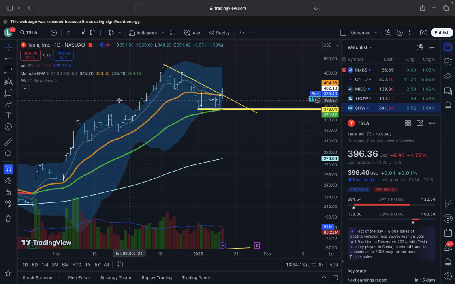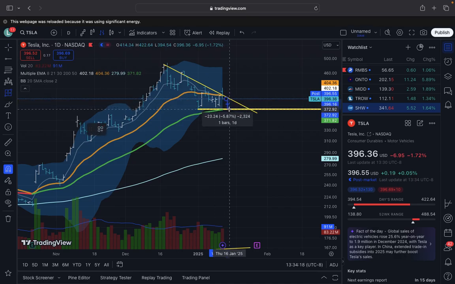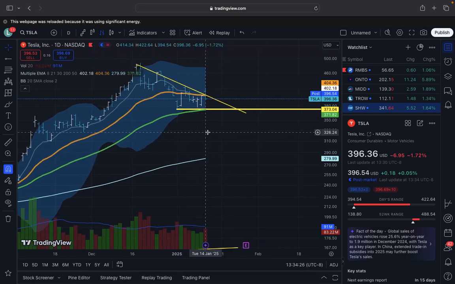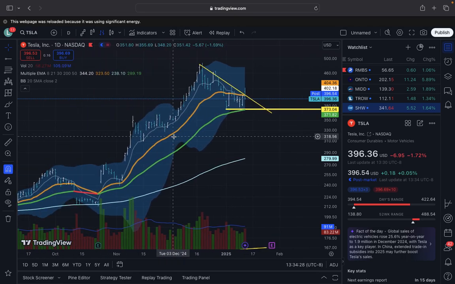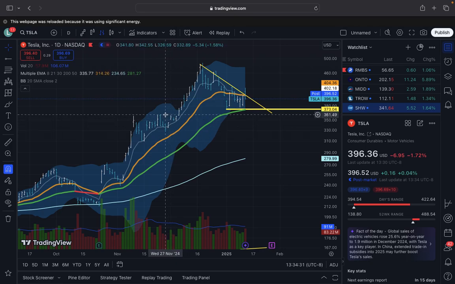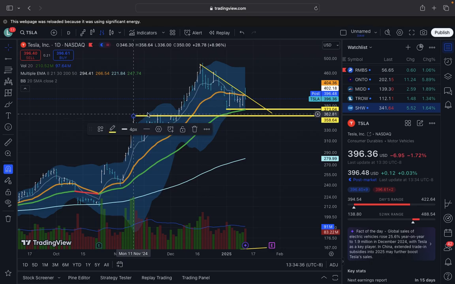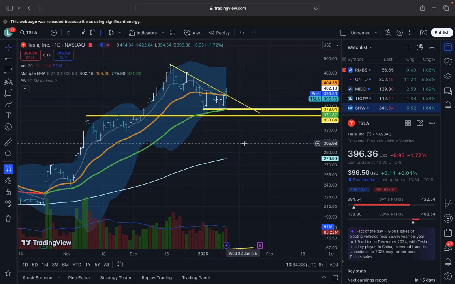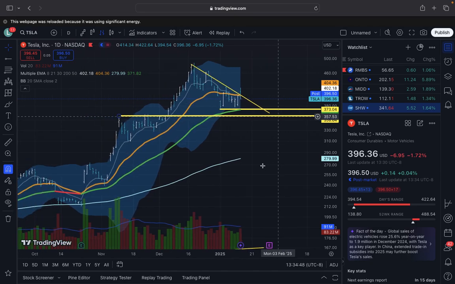So right now, if you get in right here, you will lose about 5 to 7%, so you can set your stop loss at 7%. Now, if you really have to play this, look at that, another one right here. You have two stop losses to consider: 373 and 356, 357. So keep that in mind.